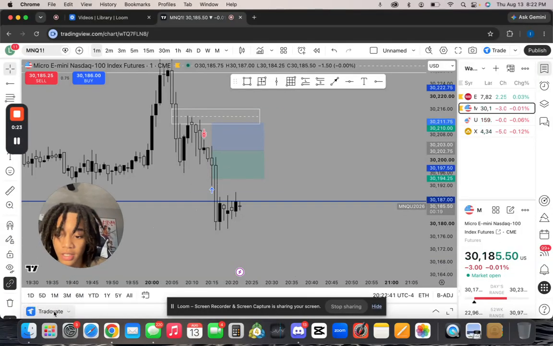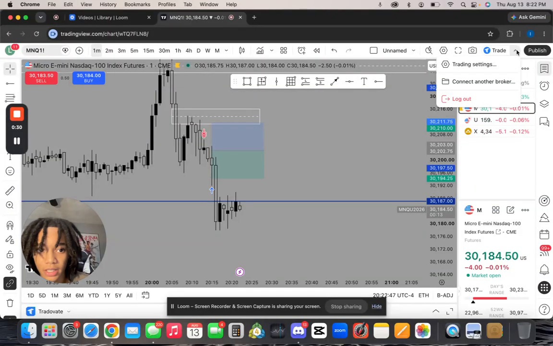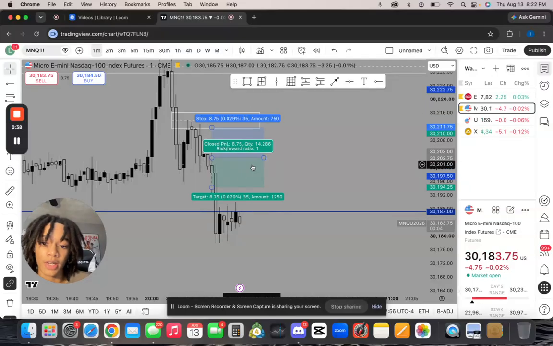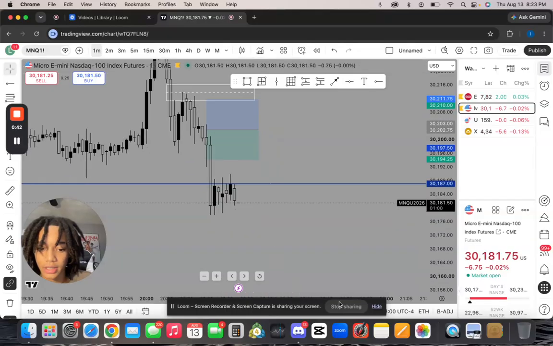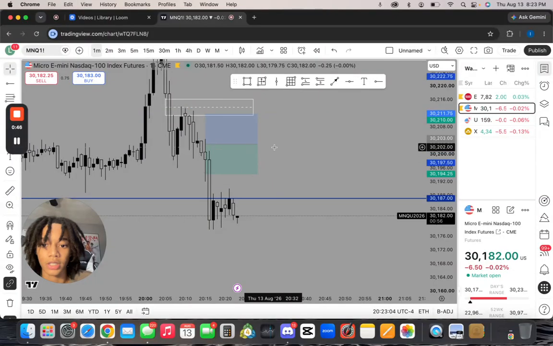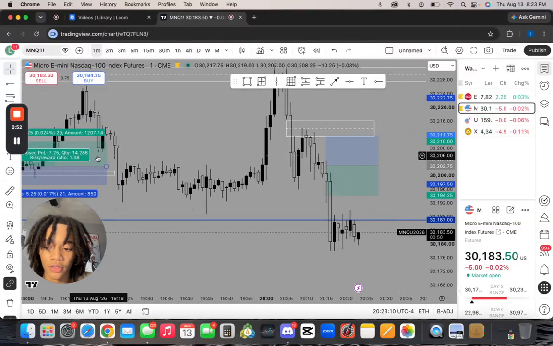Down at the bottom, you can see that I am logged into my broker. This was on the funded account, and I'm going to go ahead and log out so I don't show you any of my login information. But this is my one-to-one trade that I took literally 15 minutes into Asia session open. Prior to this, there was a paper trade, and I'll go over this one as well.